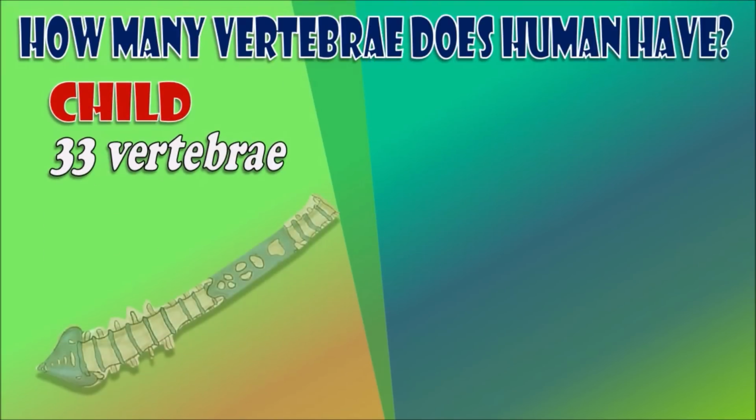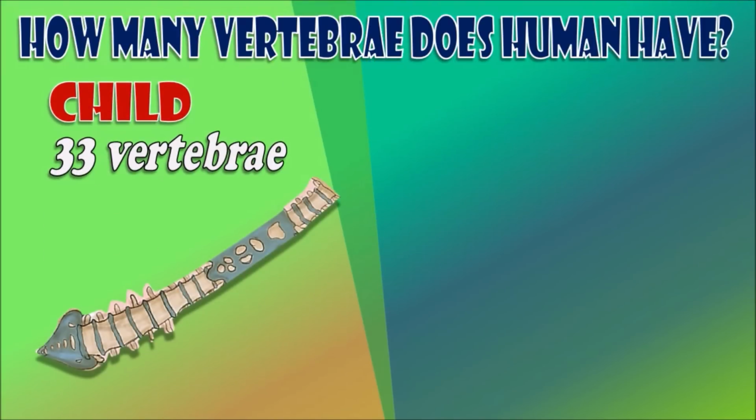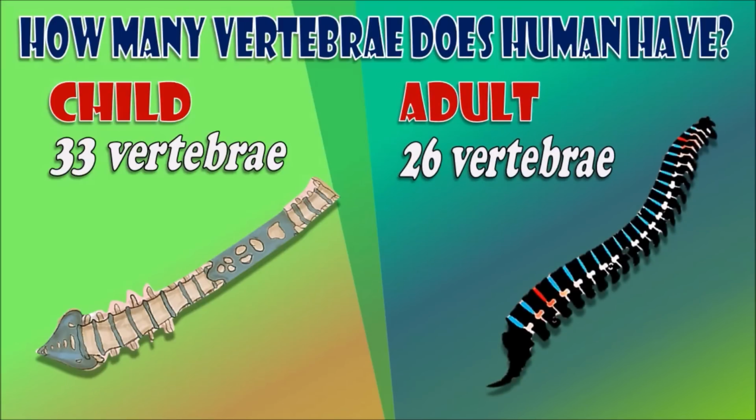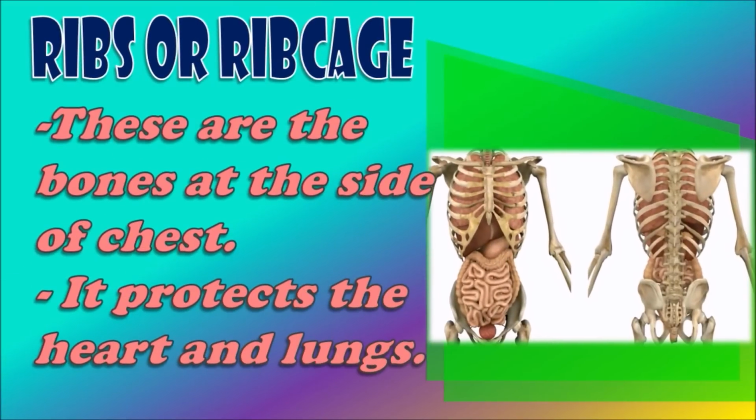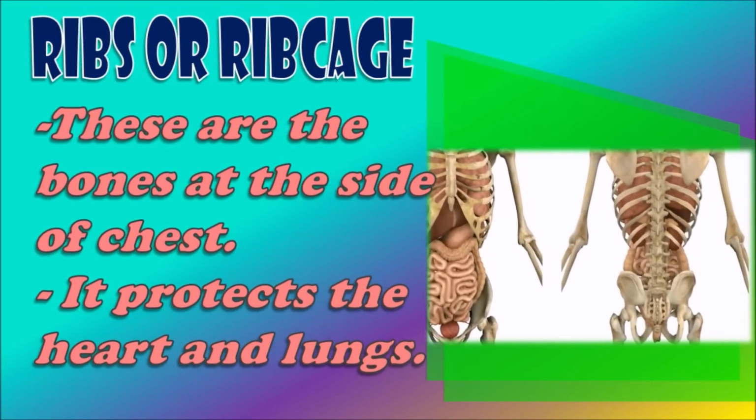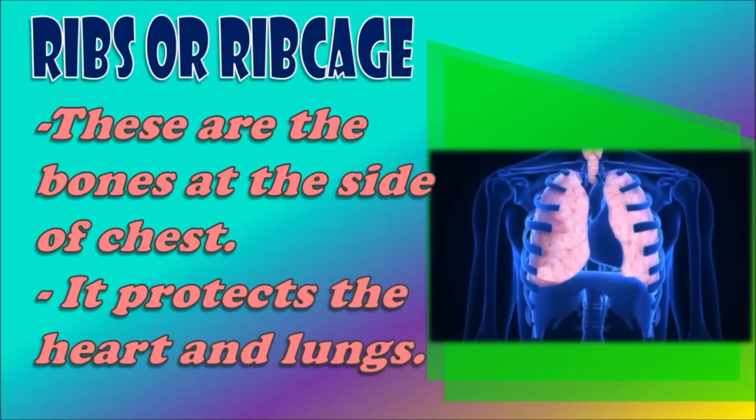There are 33 vertebrae in the spinal column of a child. As the child grows up, the last 7 bones join together and form just 2 bones. So, the number of vertebrae of an adult becomes 26. Let's go to the ribs. These are the bones at the side of your chest. The ribs protect the lungs and the heart.